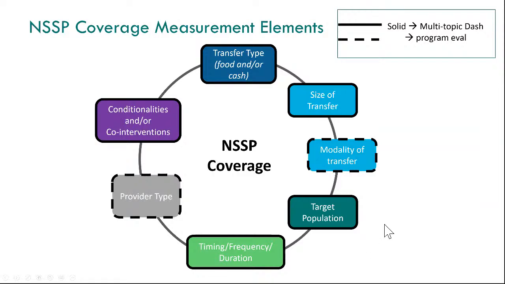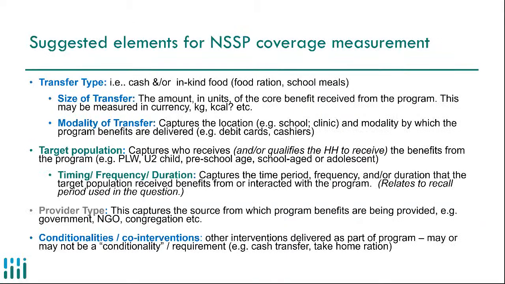Just wanted to point out that we think this framework can be operationalized in 2 ways. One is for including indicators within multi-topic surveys, and those core elements have been identified with the solid around the box. And then for deeper surveys that have more real estate to get into some of the nuances of the program itself, such as program evaluation surveys, additional elements could be included. And those are some of the ones that have the dash around the box. So I will describe these elements briefly here.